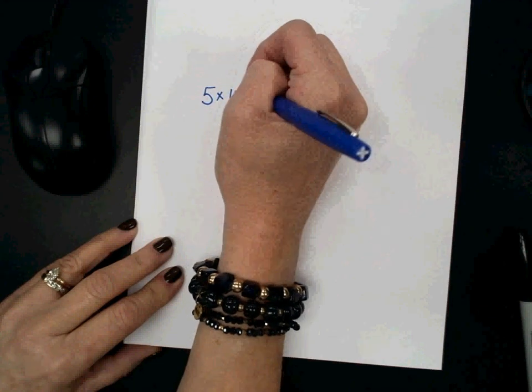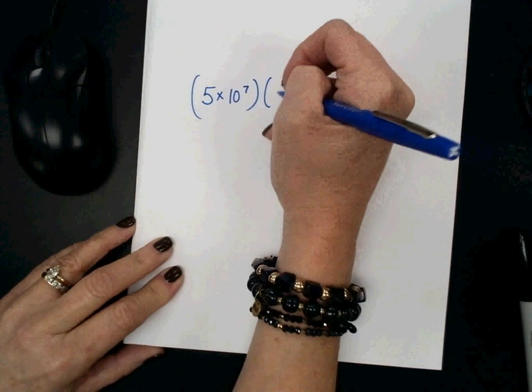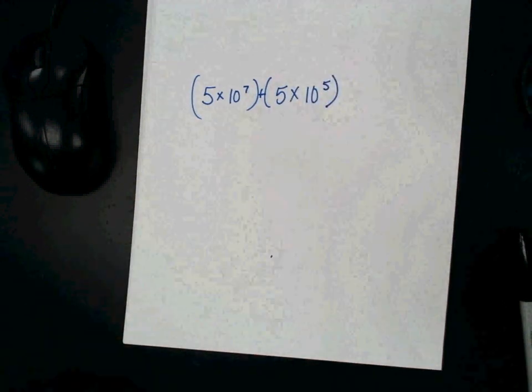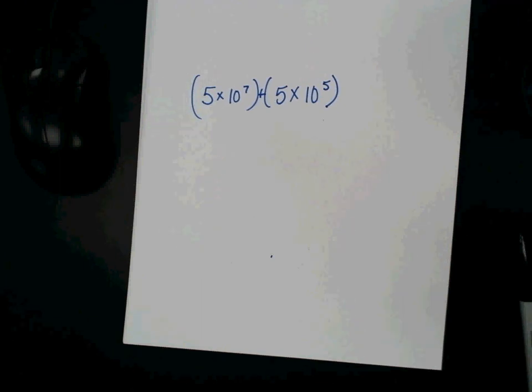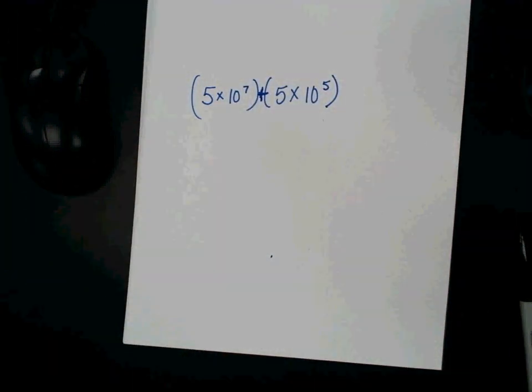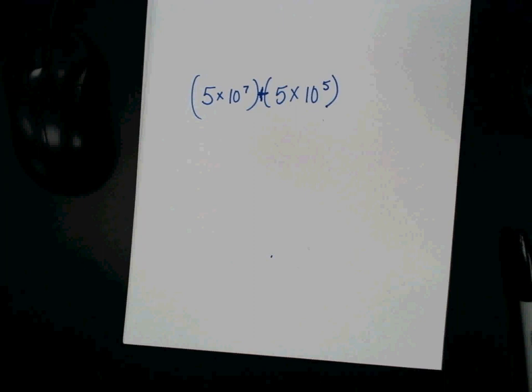Okay, let's try another one. Let me give you one to try. Let's say we have 5 times 10 to the 7th plus 5 times 10 to the 5th. See if you can do that one. That's a little plus sign in there. It's hard to read. When you have an answer, stand up.